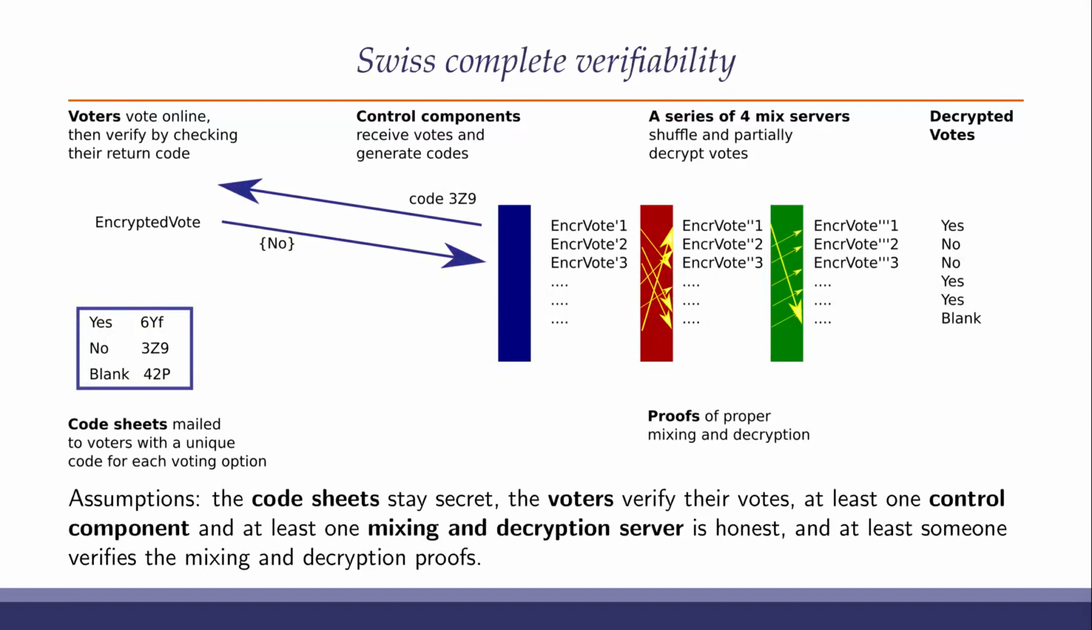So the assumptions here are pretty obvious. We're assuming that the code sheets stay secret. We're assuming that the voters check their codes. We're assuming that at least one control component and at least one mixing/decryption server remains honest. And we're assuming that at least someone verifies the mixing and decryption proofs. Those were supposed to be the assumptions. And what we showed in this paper is that those assumptions were not sufficient to guarantee that the mixing servers had not altered the election outcome.